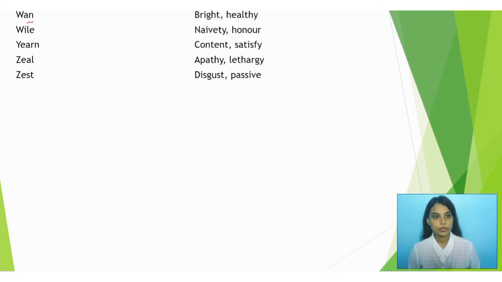Other opposites include van. The opposite of van is bright or healthy. The opposite of vile is naivety or honor. The opposite of yearn is content or satisfy. The opposite of zeal is apathy or lethargy. It's lethargy. Next word is zest, and the opposite of zest is disgust or passive.